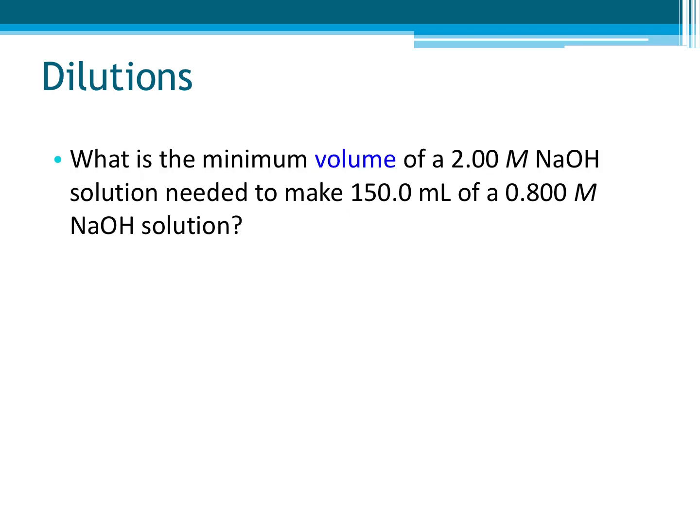All right, why don't you try this one on your own? What's the minimum volume of a 2 molar NaOH solution needed to make 150 mils of a 0.8 molar solution? So we're kind of looking at the same process here. That solution, so 2 molar times V1 equals 0.8 molar times 150 milliliters.